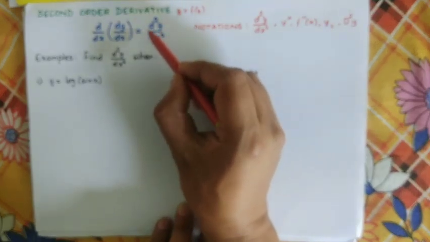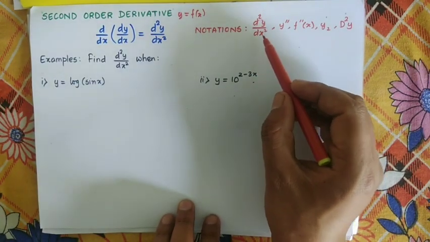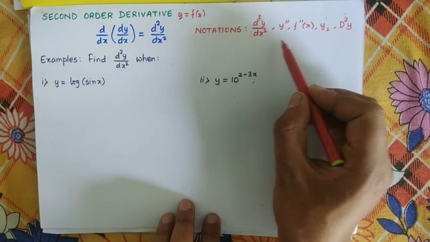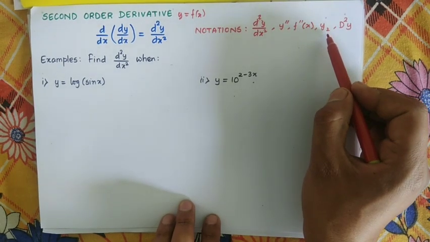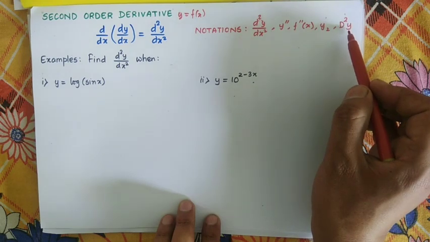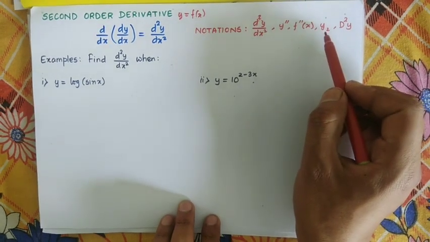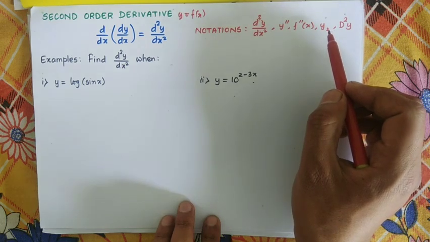Okay, and not only this format, there are many other notations as well. So one notation is here, another is y double dash, another is f double dash, another is y2, another is d squared y. Okay, so all this represents your second order derivative. Now we'll see how to find second order derivative of the given functions.